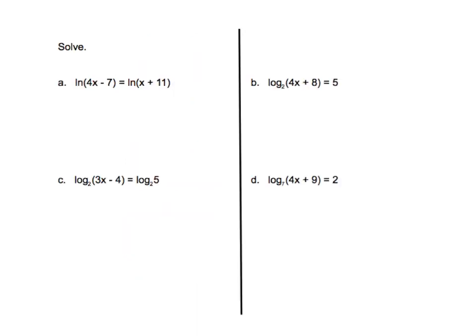If you notice, I have a line drawn down the middle of this slide. The ones on the left, A and C: A has the natural log of 4x minus 7 and the natural log of x plus 11, which means we can just set those parts equal to each other. Letter C right below it has the log base 2 of 3x minus 4 and the log base 2 of 5. It has log base 2 on both sides, which means we can just set those two parts equal to each other. On the right-hand side, you have log base 2 of 4x plus 8 equals 5. We don't have a log base 2 on the right-hand side, which means we're going to need to change that into exponential form. Same thing with letter D right below it. So let's look at how we'd actually do that.